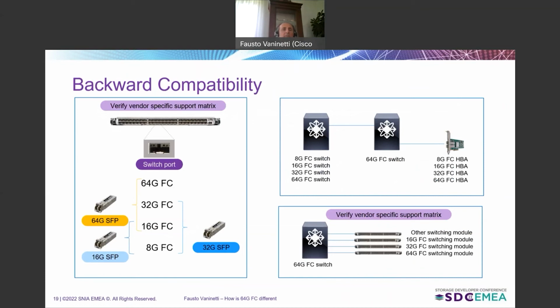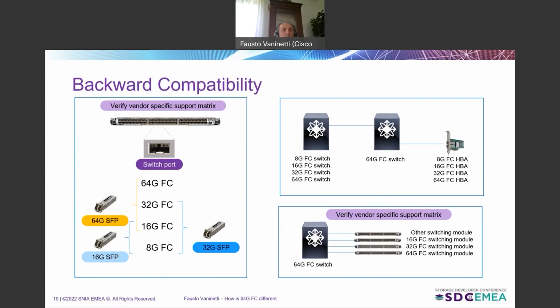I already said that 64 gig fiber channel is backward compatible as a technology. And so if we talk about a single switch port that is capable of 64 gig fiber channel, that switch port will support 4 bit rates down to 8 gig fiber channel. Of course, the transceivers themselves only support 3 speeds. So a 64 gig fiber channel SFP will only support 64 gig, 32 gig, and 16 gig fiber channel. But you can also use a 32 gig SFP inside a 64 gig switch port. And in that case, you will be able to go down to 8 gig fiber channel.